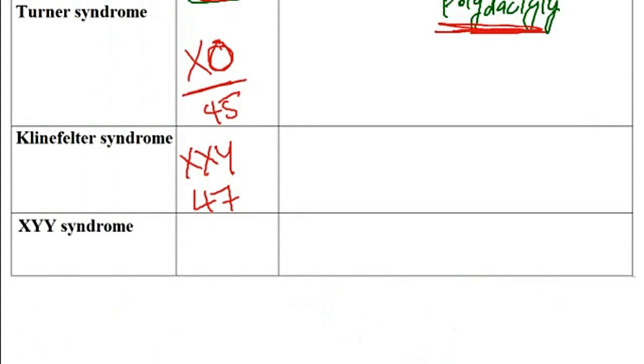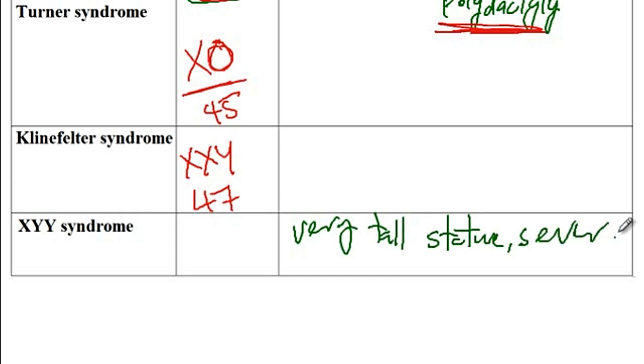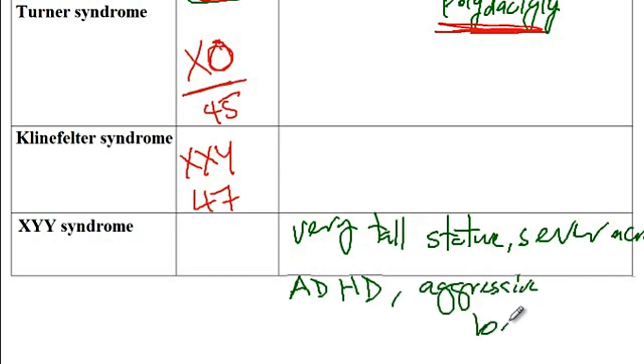And then the final disorder that we have here is XYY syndrome, where these patients have very tall stature as well as severe acne. And then these patients are also at increased risk of developing attention deficit hyperactivity disorder as well as aggressive behaviors.